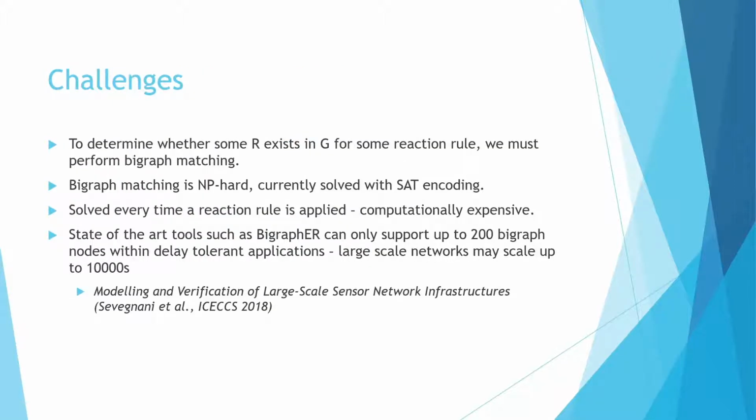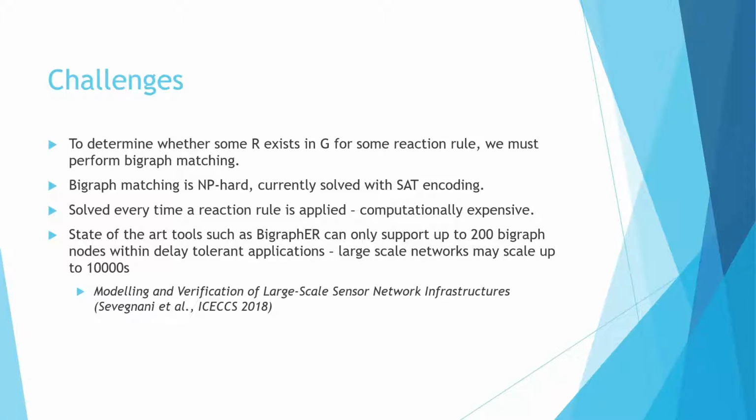So what are the problems with this approach to systems modeling? Well, to determine whether some smaller bigraph exists within the larger bigraph to perform the reaction rule and do the substitution, we have to do bigraph matching every time that we apply a reaction rule. The issue with that is bigraph matching is NP hard, and it's currently solved with SAT encoding methods. And because we want to do this thousands of times a second as we generate a transition system, that's going to get computationally expensive really quickly.